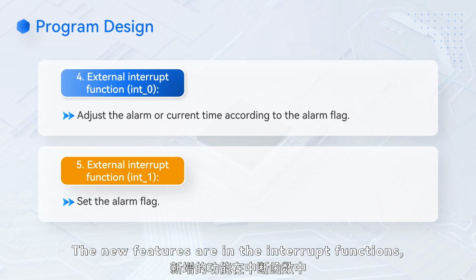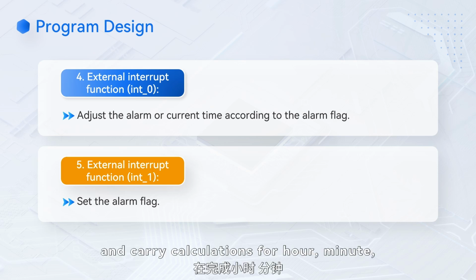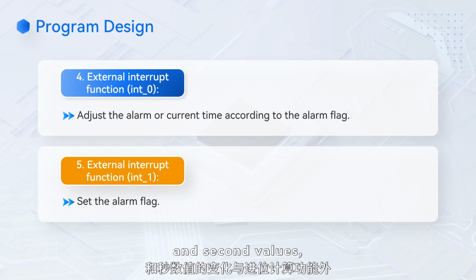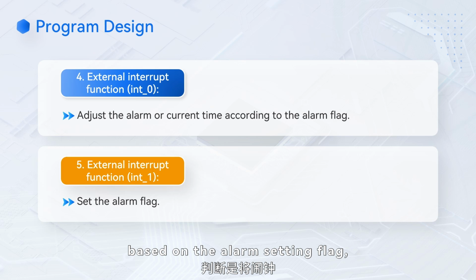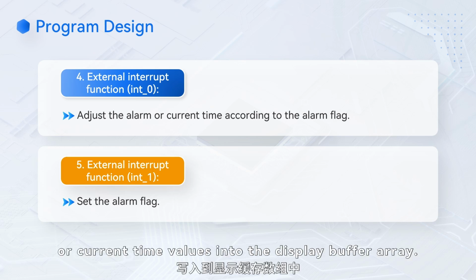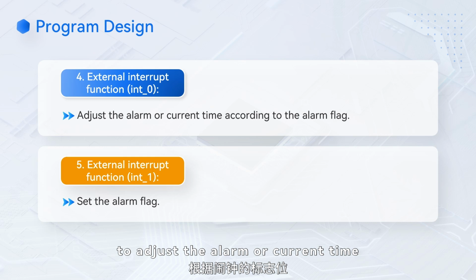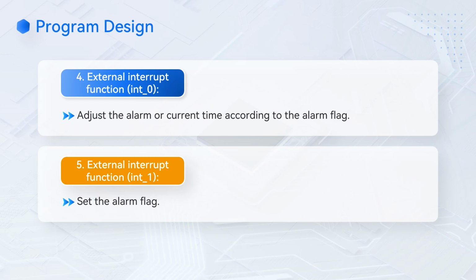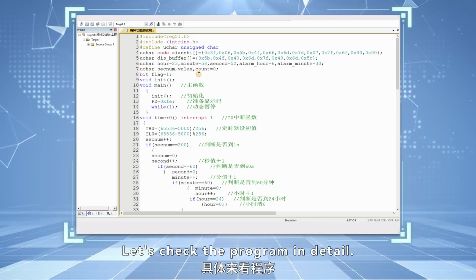The new features are in the interrupt functions, which are quite lengthy. Unlike task 5, besides handling the changes and carry calculations for hour, minute, and second values, the interrupt functions also need to determine, based on the alarm setting flag, whether to write the alarm or current time values into the display buffer array. External interrupt 0 needs to adjust the alarm or current time according to the alarm flag. External interrupt 1 must set the alarm flag. Let's check the program in detail.